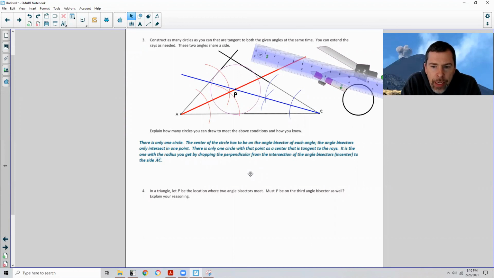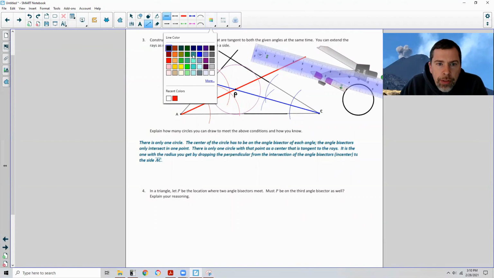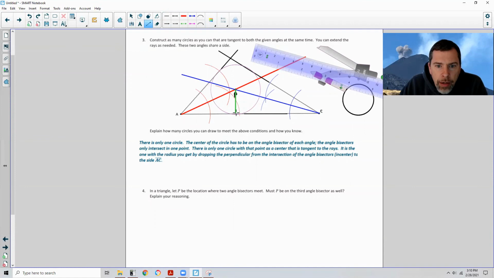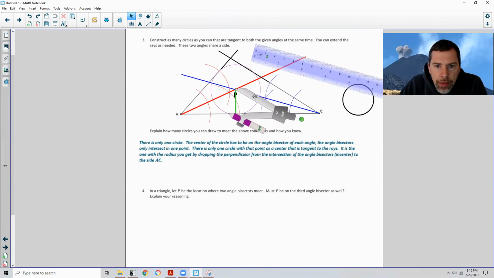to the side AC. And that's how I set up my, I didn't show it, but that's how I set up my compass. Okay, I used that distance there. I put the compass here, rotated it so that it was there, as you can see.